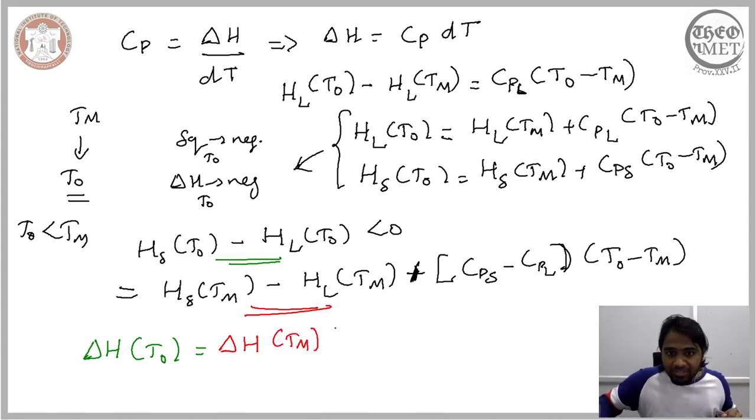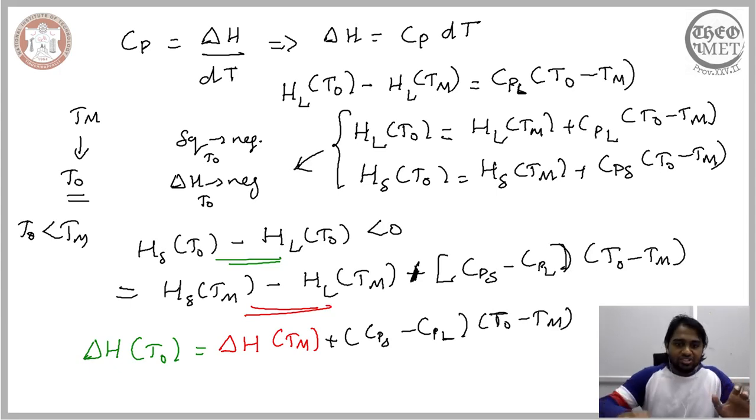Now we have an additional term, that is Cps minus Cpl. So the heat capacity of solid minus heat capacity of the liquid, and T0 minus Tm.